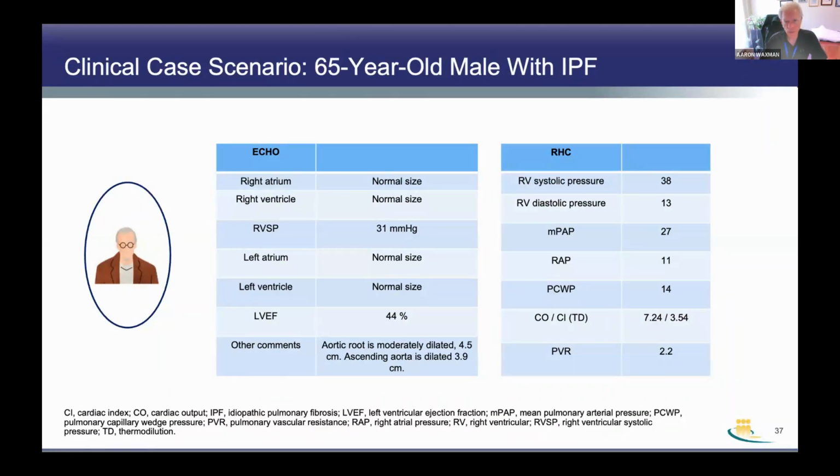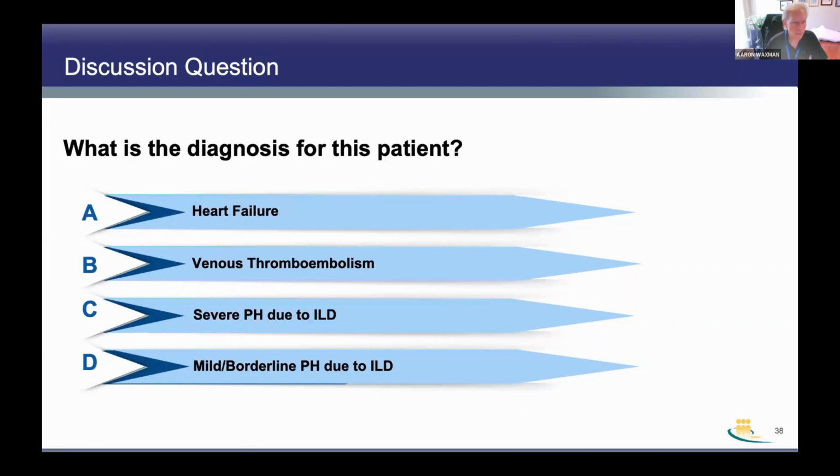The definition being anything greater than 2 is now considered abnormal, but for a patient with interstitial lung disease, as we pointed out earlier, greater than 3. So what is the diagnosis for this patient? And I think we would put him in the category of mild to borderline pulmonary hypertension due to interstitial lung disease.